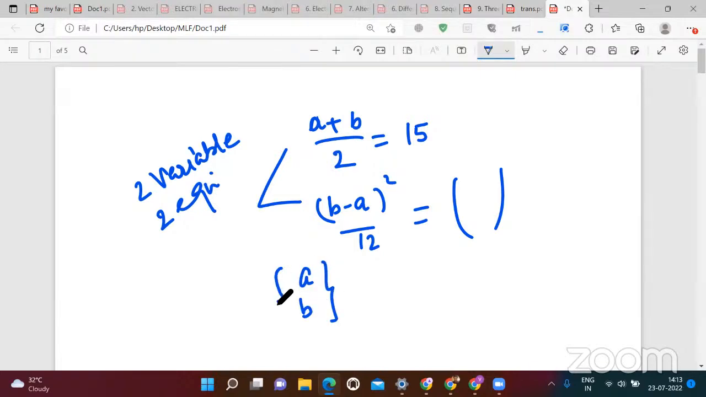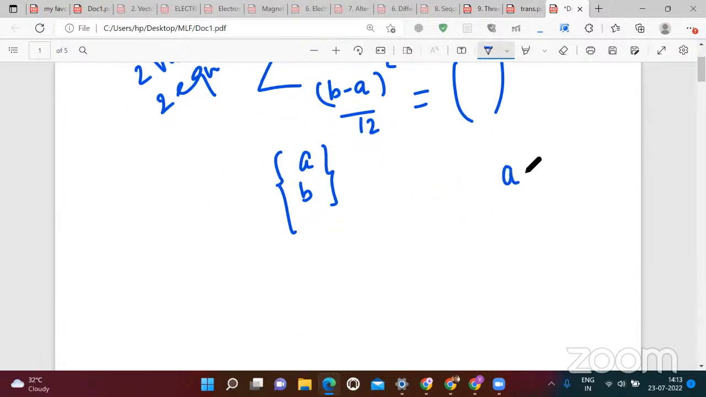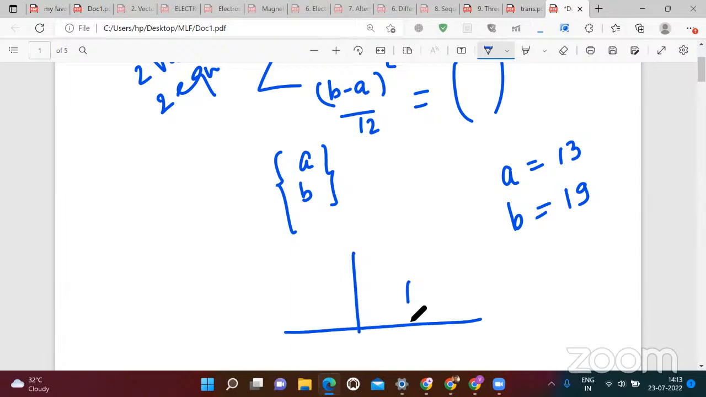And then, if you are getting some a and b, for example, a as 13 and b as 19, your distribution would be like this, right? From 13 to 19, okay? And the maximum value, the amplitude, would be 1 upon b minus a, that is 6.